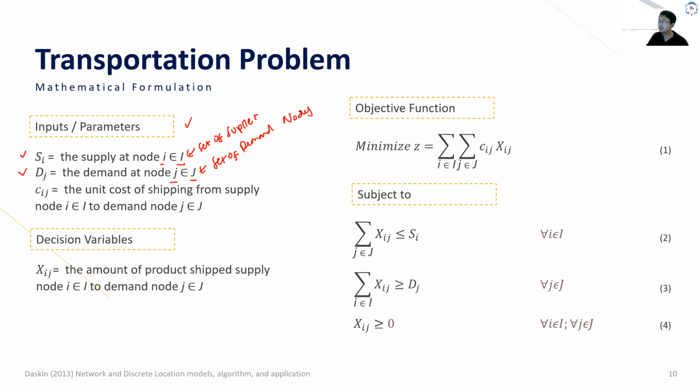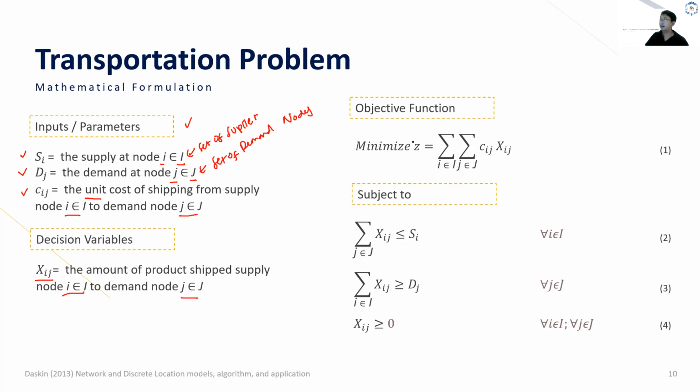Okay. And the last one is the cost related to shipping a unit from a particular supplier node I to a particular demand node J. Okay, this is represented by C_ij. And to represent the solution, we will use decision variables X_ij that represent the amount of product shipped from supplier I to demand node J.